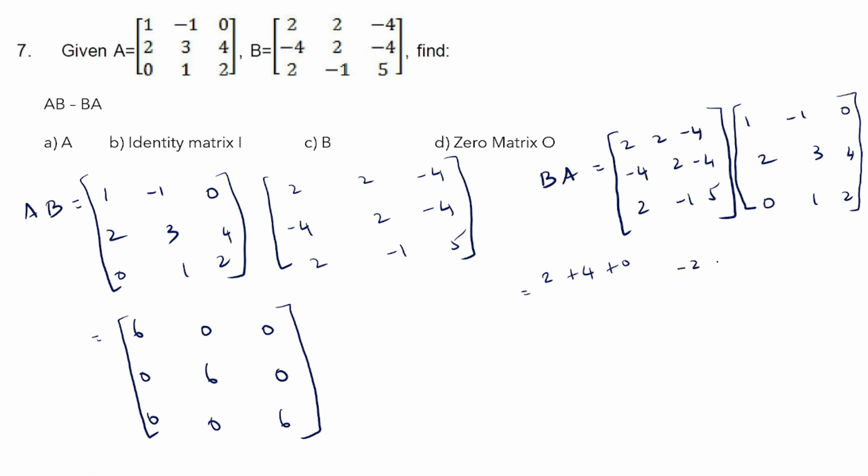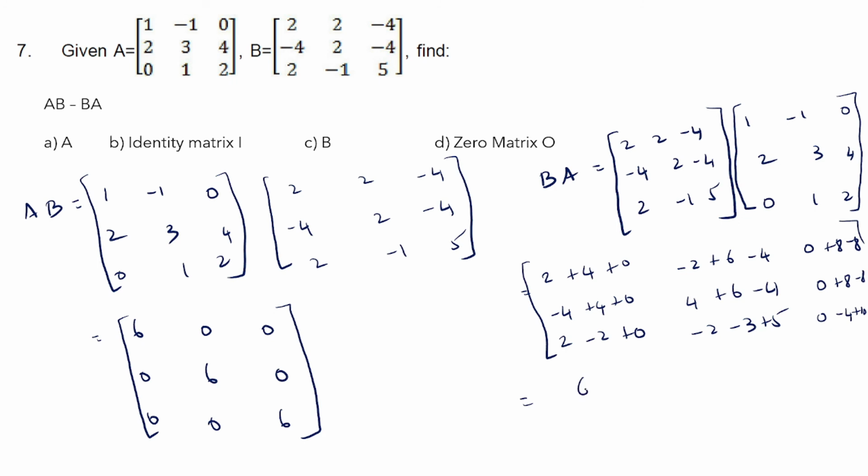So here it is minus 2 plus 6 minus 4. Then here 0 plus 8 minus 8. Then here minus 4 plus 0. Then here 4 plus 6 minus 4. Then here 0 plus 8 minus 8. Now third row, first column, it is 2 minus 2 plus 0. Then minus 2 minus 3 plus 5. Then 0 minus 4 plus 10.